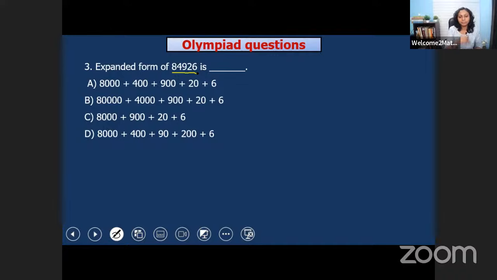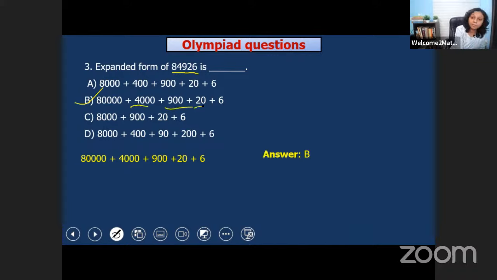Okay, you all have done it. It's B. Very good. It's B. It is 80,000 plus 4,000 plus 900 plus 20 plus 6. In this way, we have to write first at the highest place, then the next place, then the next place up to the ones place, we have to write the expanded form. So in option B, there is 80,000, then 4,000 plus 900 plus 20 plus 6. So option B is the answer.